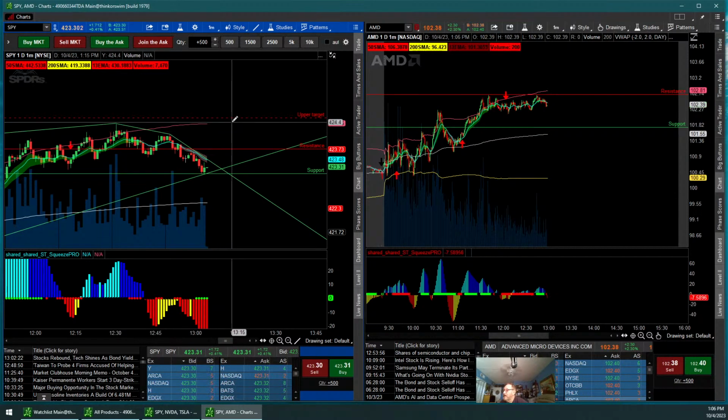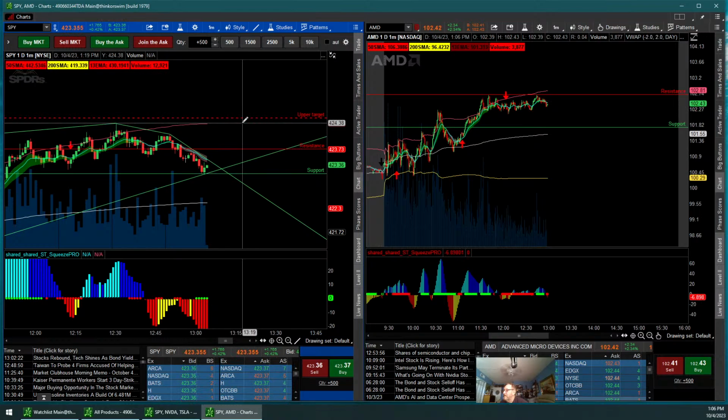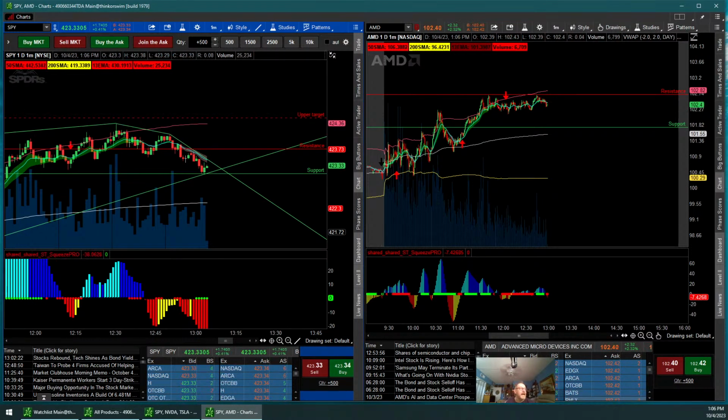So at this point, where's our VWAP here? We still have an upper target, but I'm going to bring it back down now, and we have a high of the day at this moment. And the high of the day for the SPY is 420. I'm sorry, that's not correct. 424.36. Is that correct?